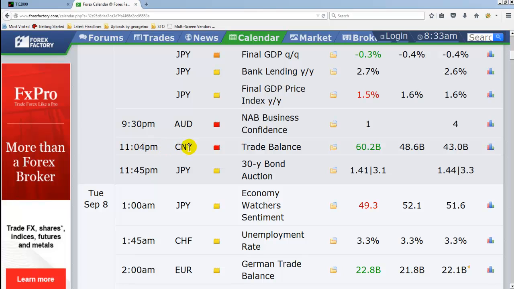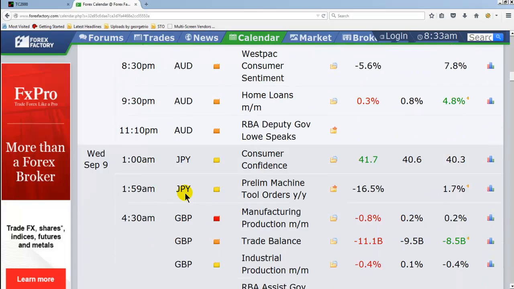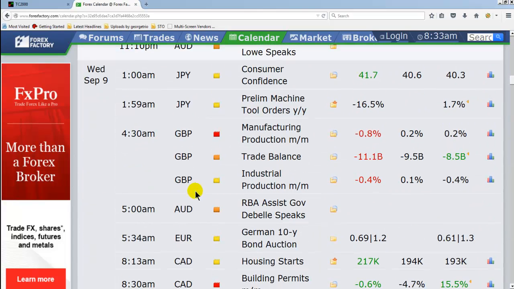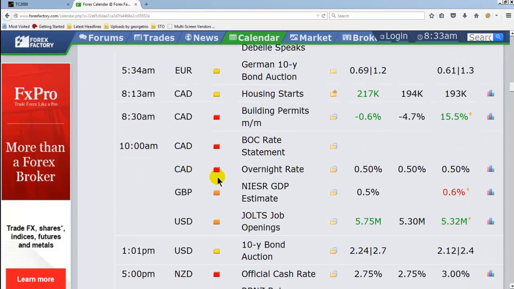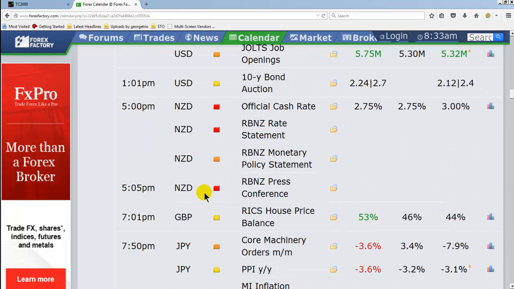Here we have again, for the Chinese, a red envelope. This economy news will influence the Forex market. Let's move on. I want to concentrate on the U.S. economy news. We have one red envelope again regarding the pound. This can change the dynamics of the Forex market. We have the Canadian building permits, the Bank of Canada rate statement, the overnight rate by the Bank of Canada, and the New Zealand press conference. Here it is, another red envelope.